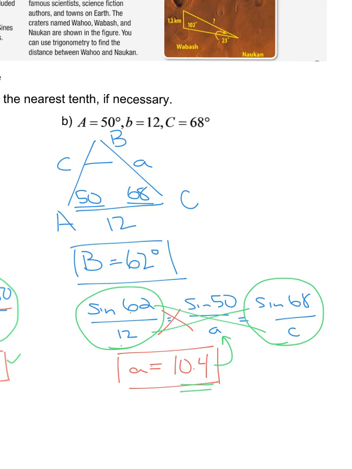So we do 12 sine of 68. Then we divide that by 62, and we get C is 12.6. All right.